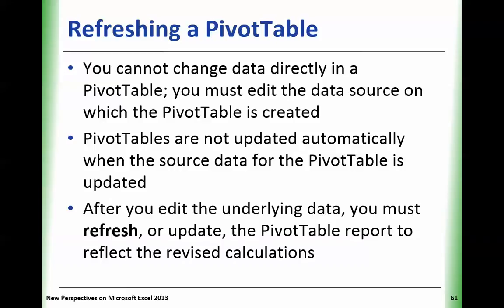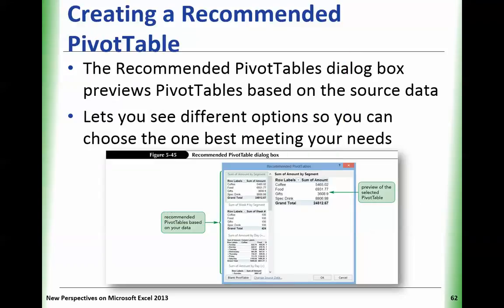Pivot tables are not updated automatically when the source data for the pivot table is updated. You have to manually refresh them after you've updated the data. You can use a recommended pivot table once you've selected the data you wanted. The recommended pivot table is a great feature and will show you how they think you should format it.